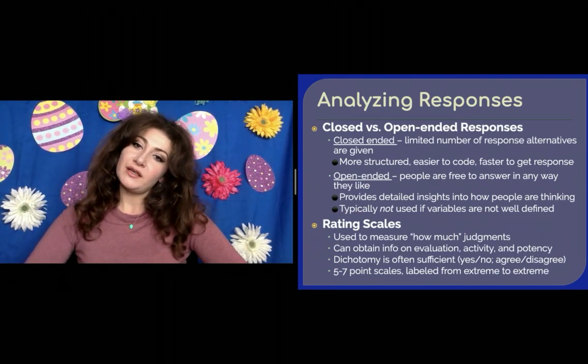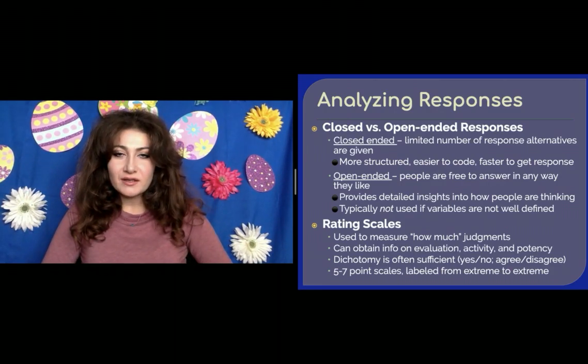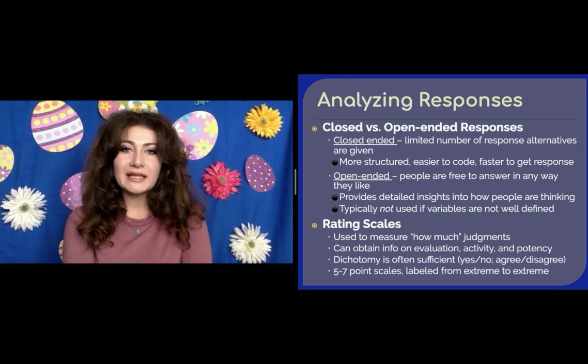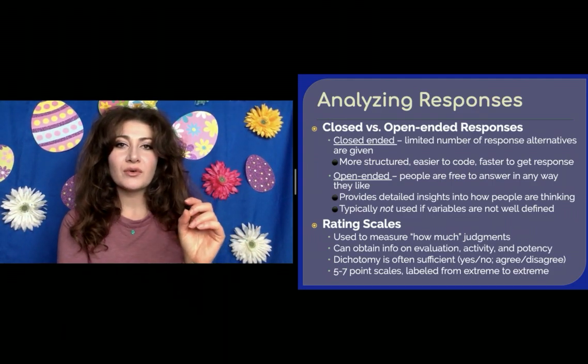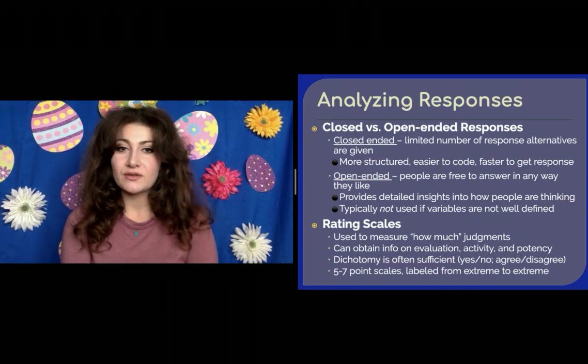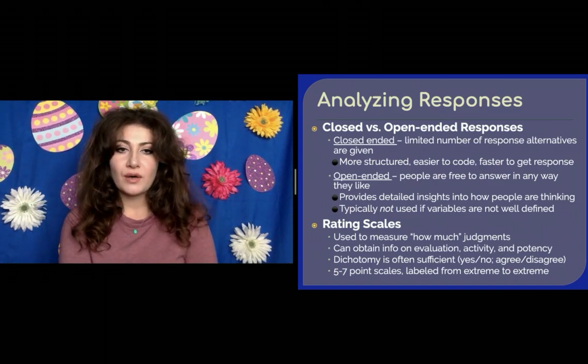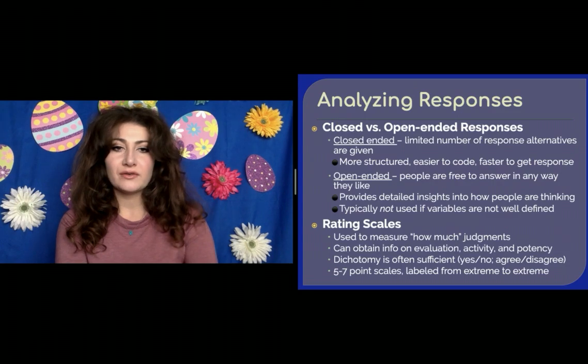So why do we use 5 or 7 instead of 4 or 6? Well, generally 5 is a good number because you can have a true middle, a true neutral point. If you use an even number of anchors, then that middle point doesn't really exist, and so it will always be outweighed by the positive or the negative. So that's why we generally use 5 or 7.